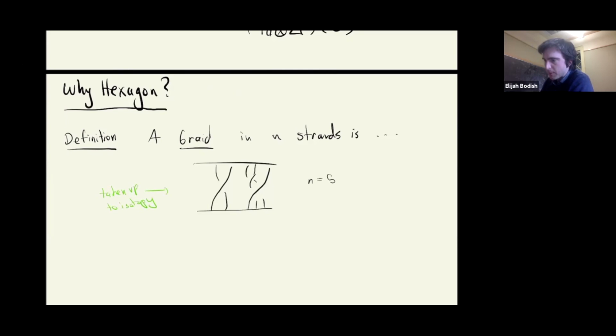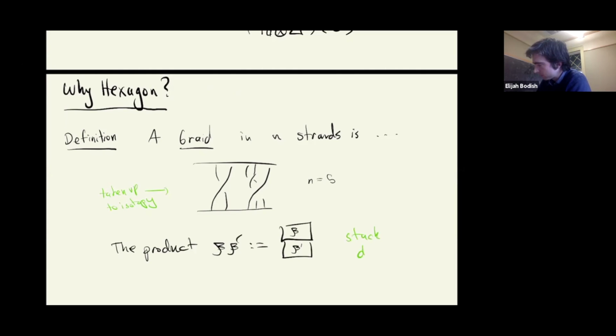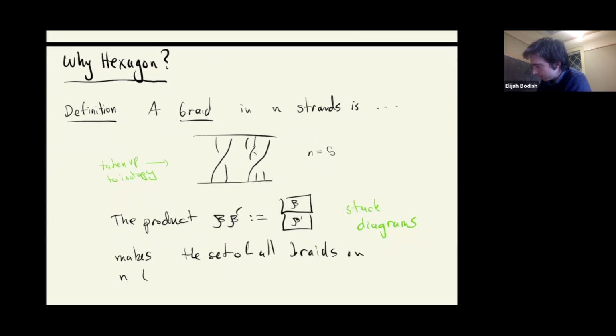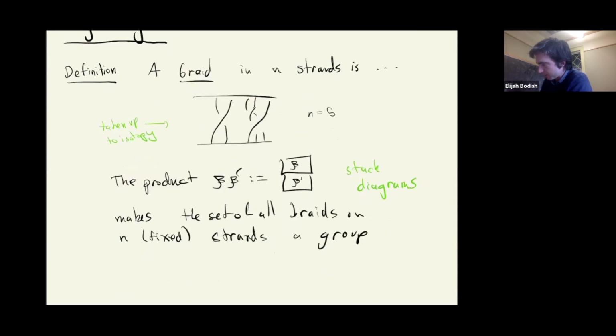And there's a product on pictures up to isotopy of this. If I have one picture beta and another picture beta prime, I can multiply them together by stacking the diagrams. And this product makes the set of all braids on n strands, where n is fixed, again taken up to isotopy, a group. So this is made up of isotopy classes of pictures relative to the boundary, where the boundary is n points on one side and n points on the other side. Multiplication is stacking. The identity element is just the trivial braid, which has no twists or crossings in it. And this is made into a group.